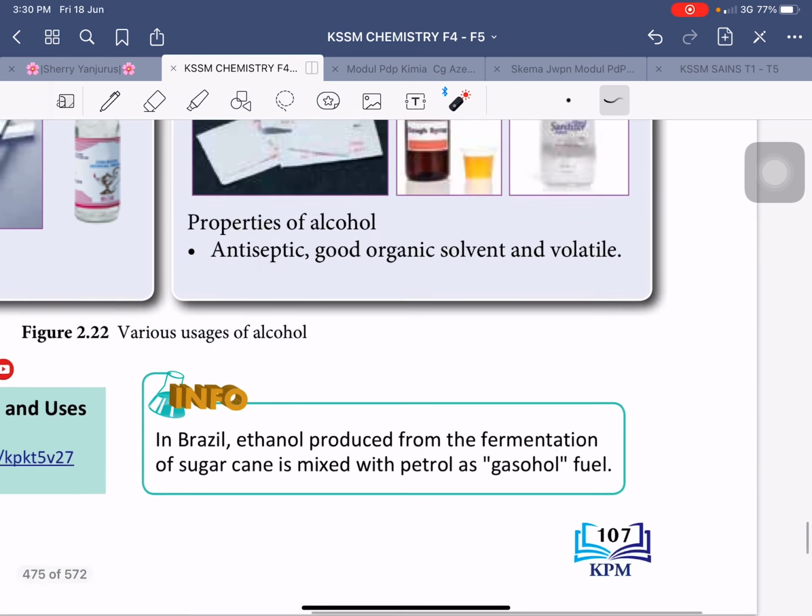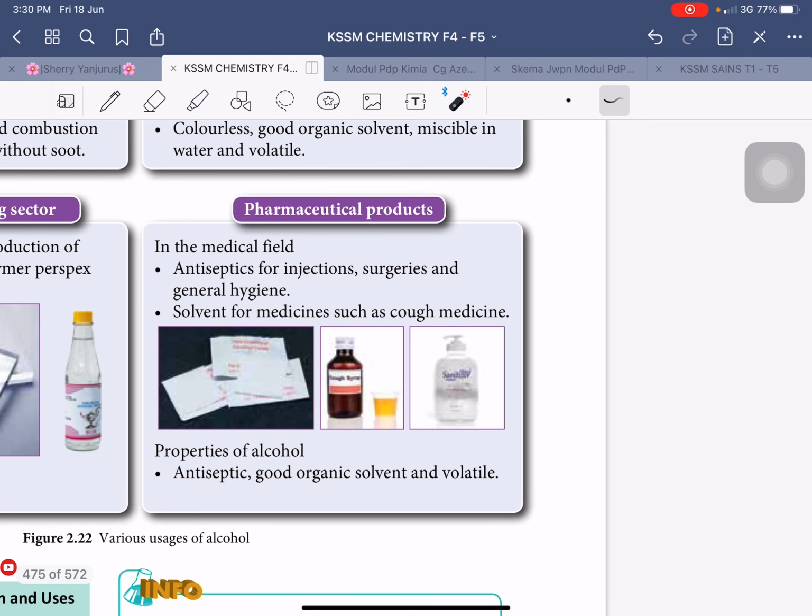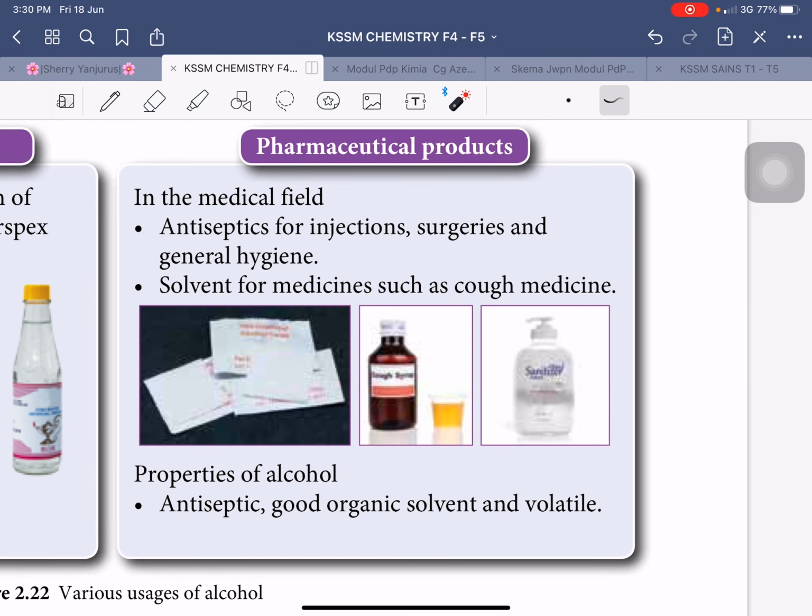And last but not least are pharmaceutical products. In the medical field, the alcohol is used as antiseptics. Before the needle goes in, this one is rubbed on your shoulder first, right? And then after the nurse rubs it on your shoulder, you will feel a little bit of cold. It's because of the presence of alcohol. Okay, also used as antiseptic for surgeries and general hygiene.